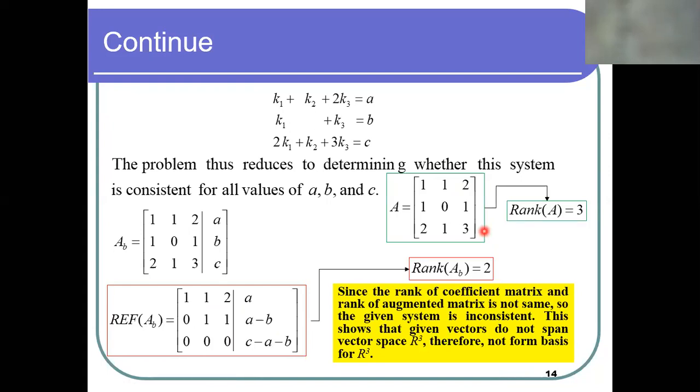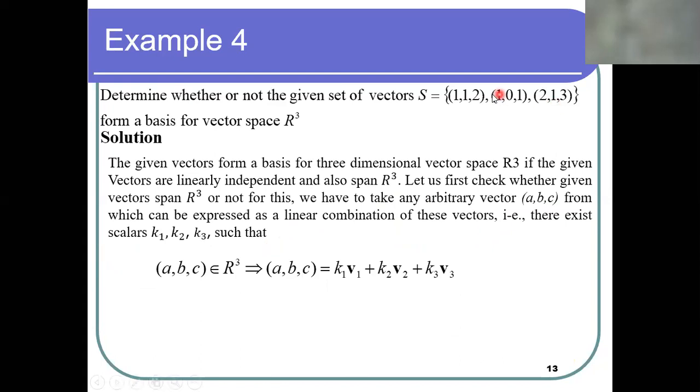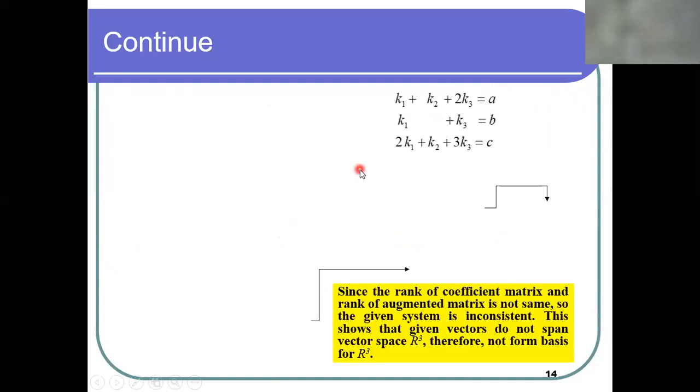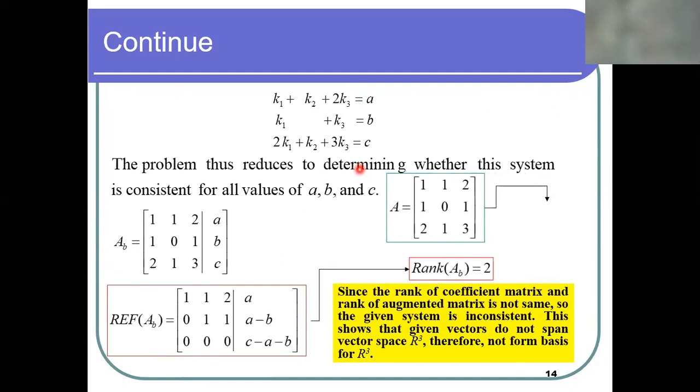So in that case, we can say the first condition is not fulfilled, which is whether the vectors (1, 1, 2), (1, 0, 1), (2, 1, 3) span R3 or not. So the vectors given in this example do not span R3 because the condition is not satisfied. Since the rank of A is 3 and the rank of the augmented matrix is 2, in that case, if you can solve this.